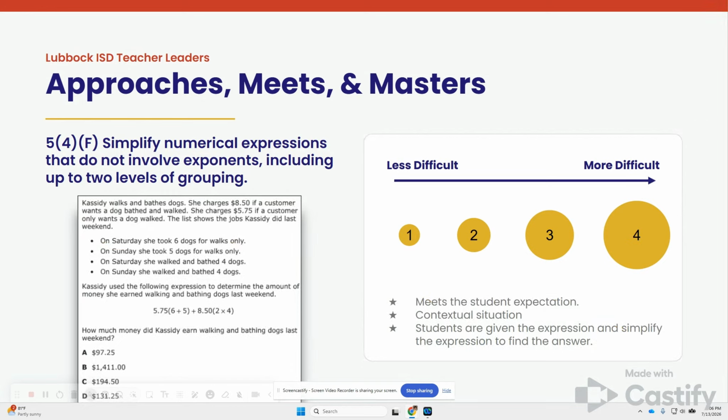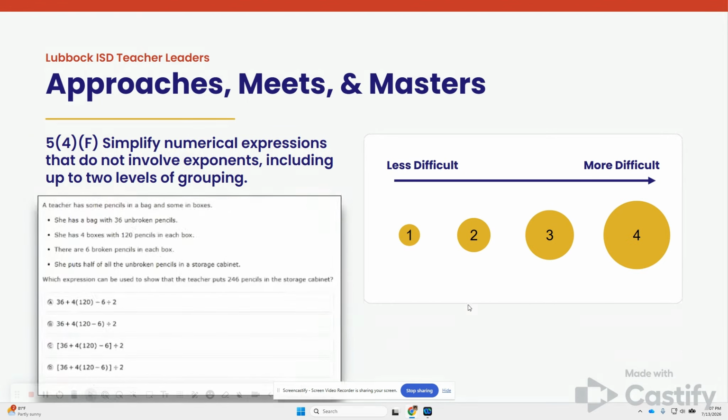The answer's not given, like on that previous example when they gave us the answer of 24. So more is expected of me this time. There's also a contextual situation, a real-world application wrapped around the numbers. When this was a field test item, 64% of students answered this one correctly. So this is what we would call a meets level question. Let's do another.